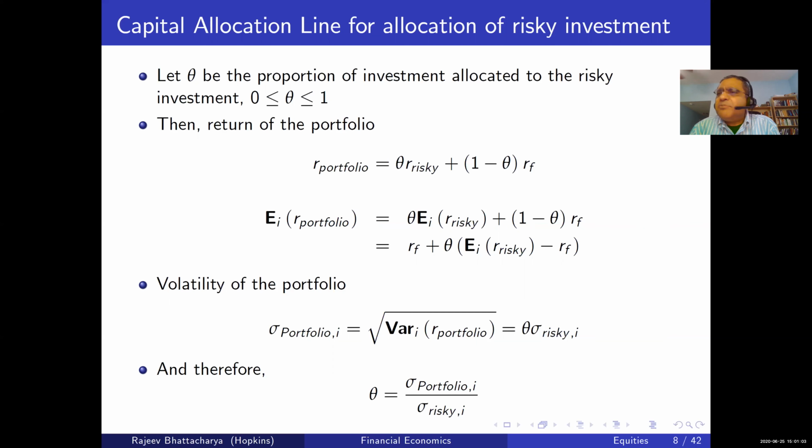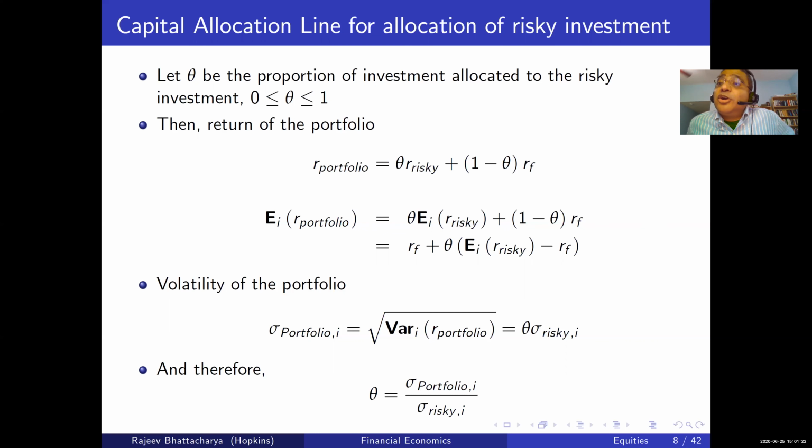Now, in principle, one can have theta greater than 1. And that's the idea that you can actually have an investment which is more than 100%, in the sense that you're going net negative on another investment. That's a possibility, but let's keep it straightforward for now.